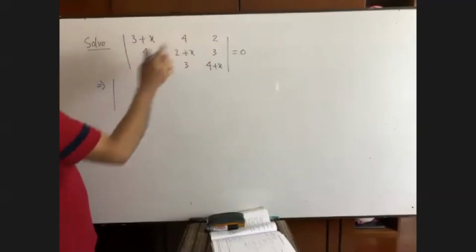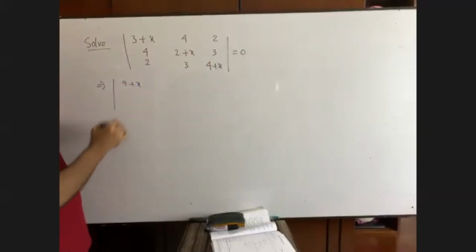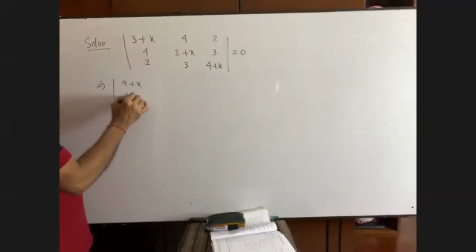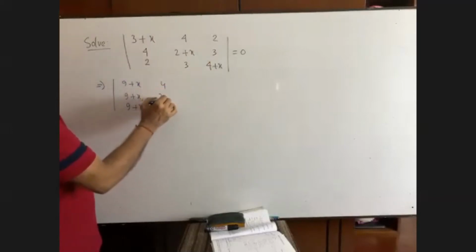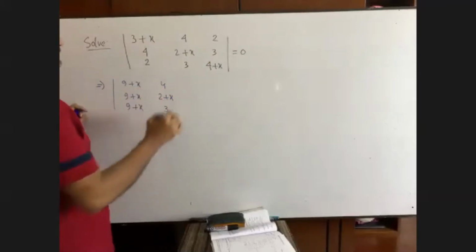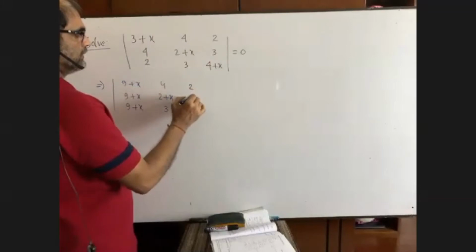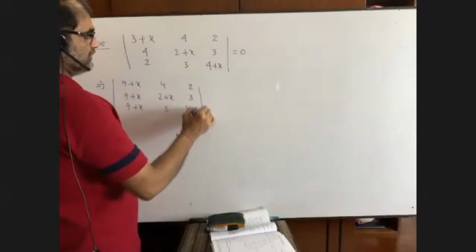If I add this, we'll get 9 plus x, 9 plus x. It is 4, 2 plus x. It is 3. It is then 2, 3, 4 plus x is equal to 0.